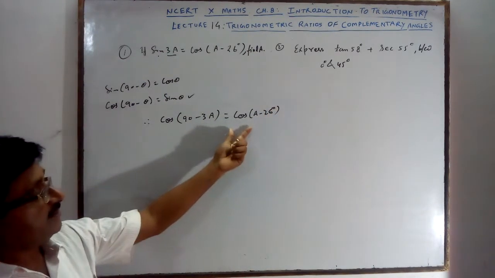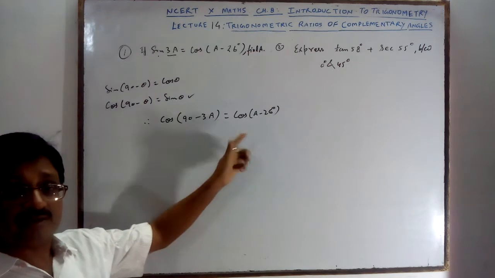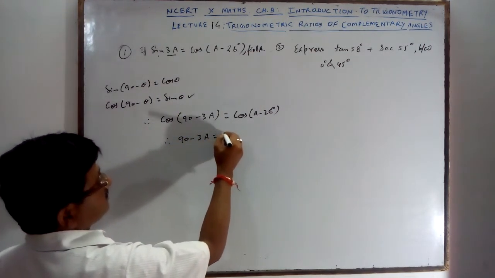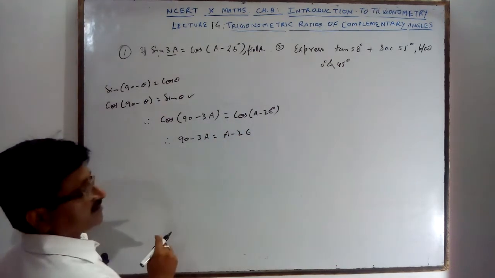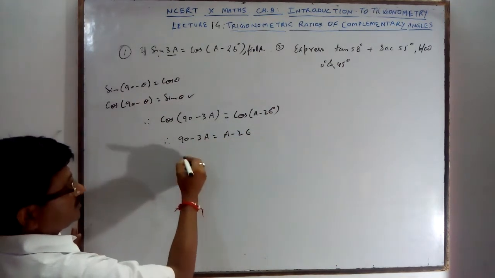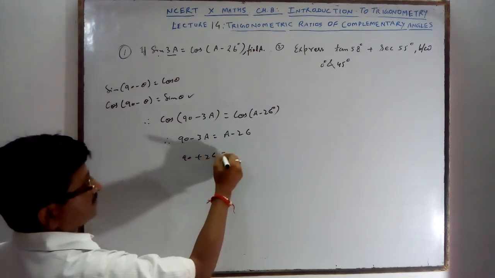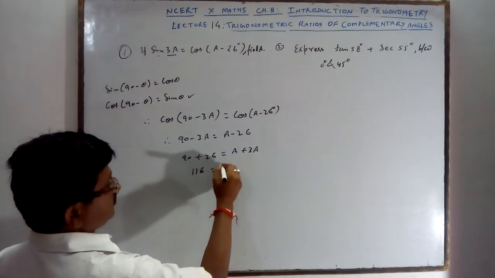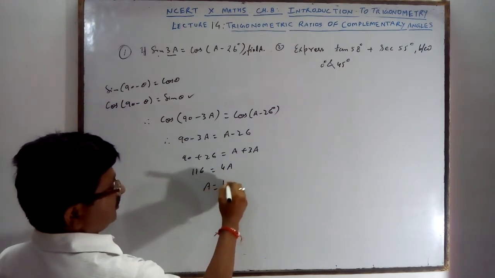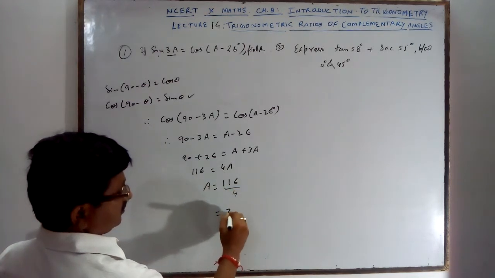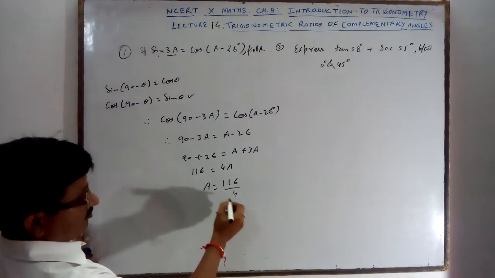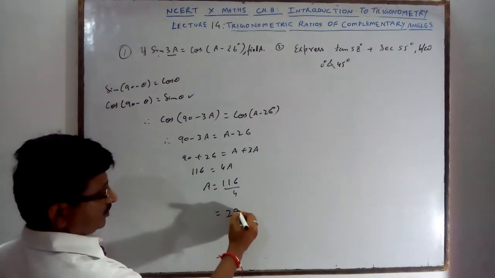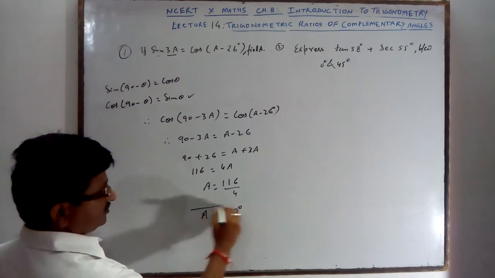Both sides have the same trigonometric ratio name, so compare the angles. Therefore, 90 minus 3A is equal to A minus 26. Transposing, 90 plus 26 equals A plus 3A. What will you get? 116 is equal to 4A. Then A is equal to 116 by 4, so A is 29 degrees.